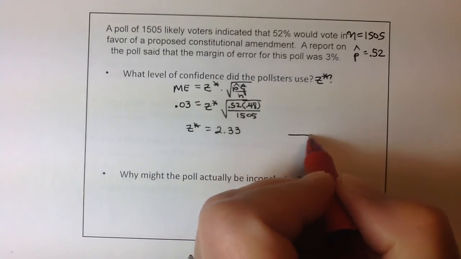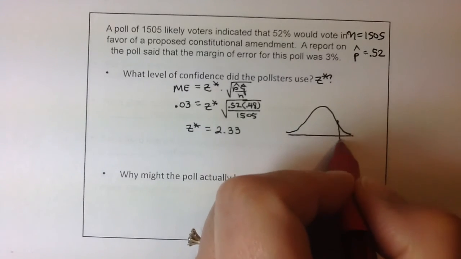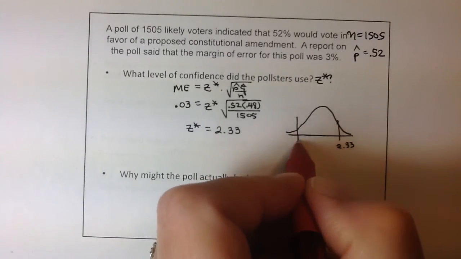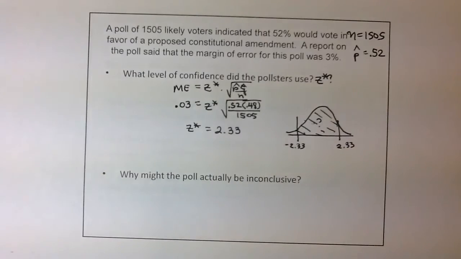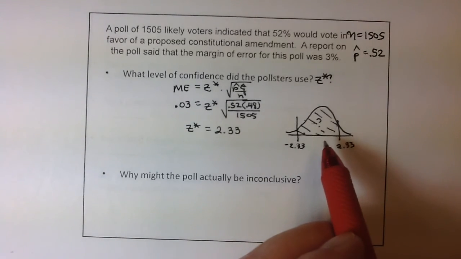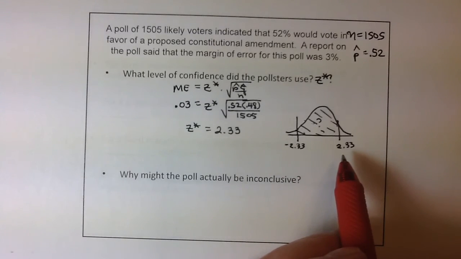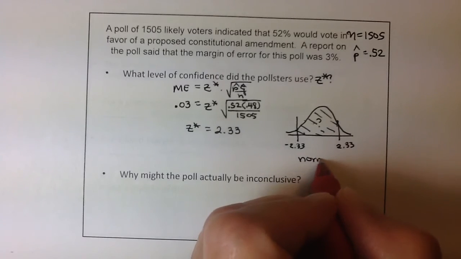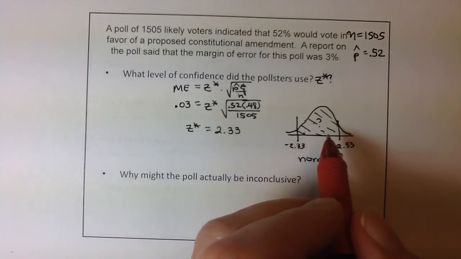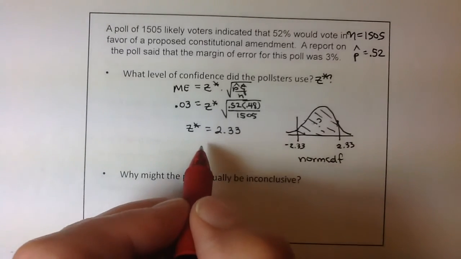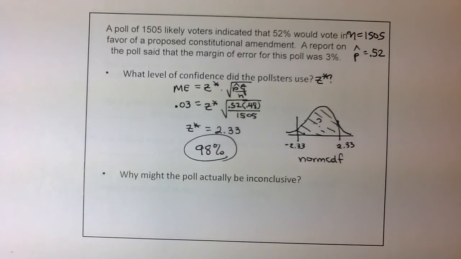Okay, and I need to know what percentage under the curve that is, what level of confidence. So if I think about normal curves, and I have a z-star of 2.33, which means the lower boundary is negative 2.33, I want to know what percent of stuff is in there. So if I run my normalcdf command and use negative 2.33 as my lower bound, positive 2.33 as my upper bound, it's going to spit out a percentage between those two cut scores. And it turns out it rounds to 98% if you round it off to the nearest whole number of percentages. So we have 98% confidence.